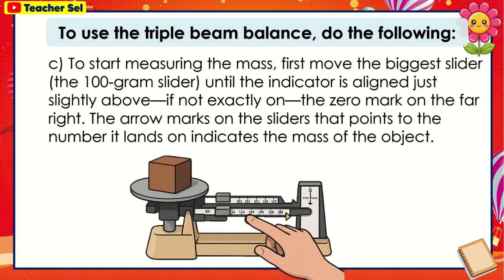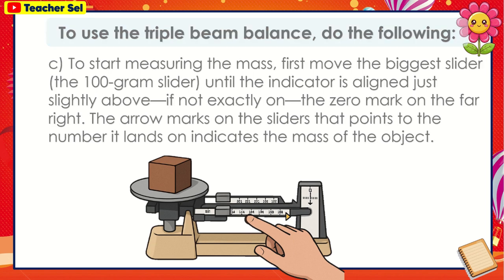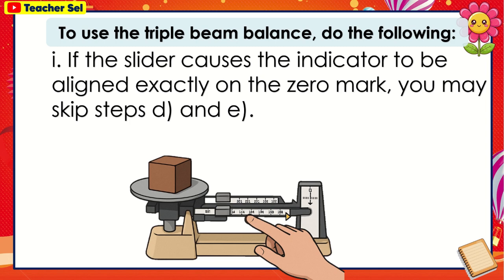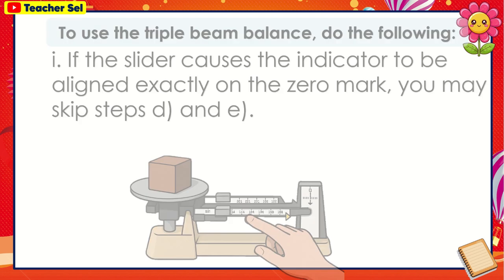To start measuring the mass, first move the biggest slider, the 100-gram slider, until the indicator is aligned just slightly above, if not exactly on, the 0 mark on the far right. The arrow marks on the sliders that point to the number it lands on indicate the mass of the object. If the slider causes the indicator to be aligned exactly on the 0 mark, you may skip steps D and E.